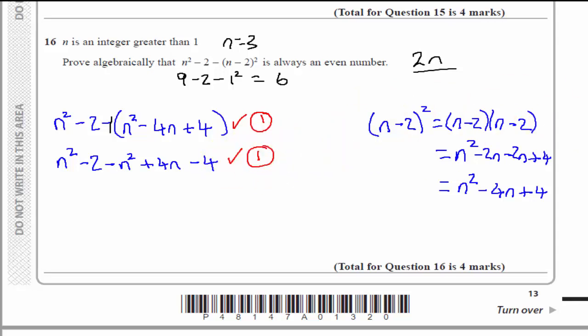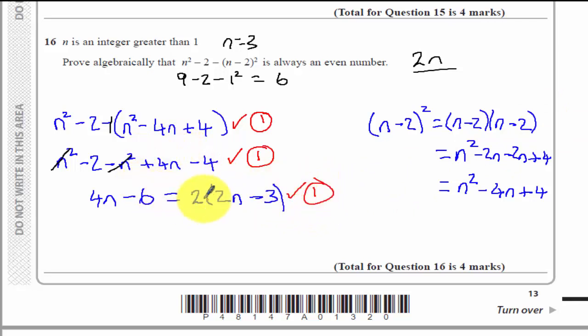Now I have my second mark. Let's see how this simplifies. I've got n squared, take n squared. Well, that's nothing. I've got a positive 4n. And I've got minus 2, take 4. So that'll be minus 6. You may remember at the start, I'm hoping to get 2 lots of something, because 2 times anything is always an even number. So what I'm going to do here is factorize a 2 out. So I've got 2 bracket 2n minus 3. And there is my third mark.